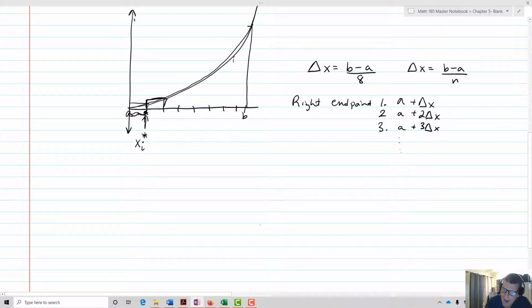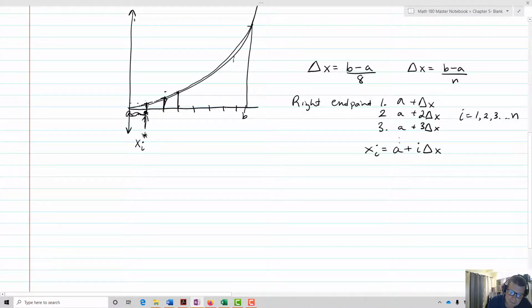We're going to add a plus i delta x, where i is a counter. i is going to equal 1, 2, 3, and so on up till n. And so each xi will equal a plus i times delta x. That allows us to select each one of our x values.